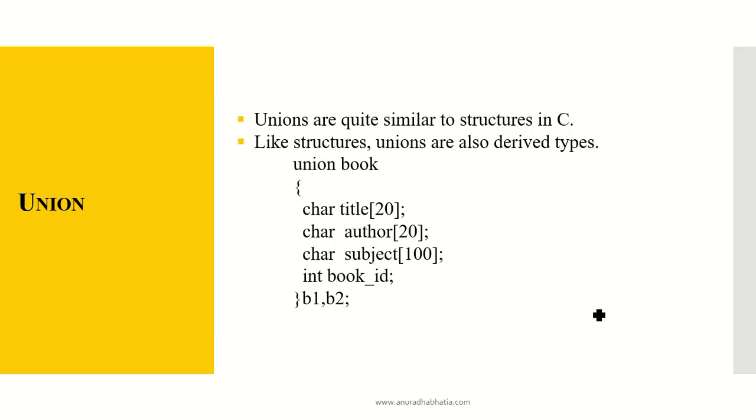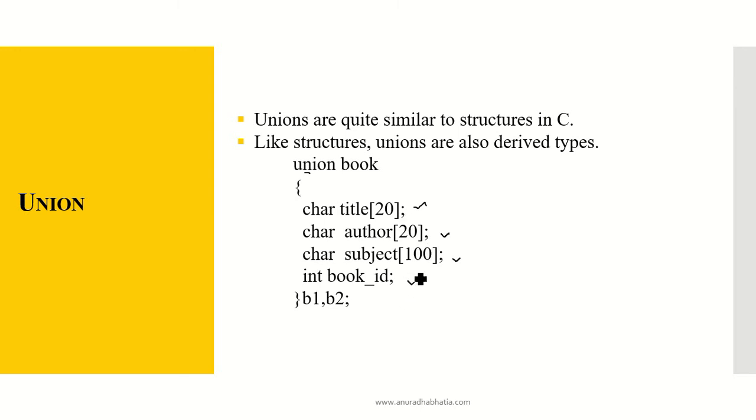Now let's see what unions are. Unions are quite similar to structures in C. Like structures, unions are also a derived type, and the keyword is union, and everything else, if you see, remains the same. Then what is the difference? In structures, as we'd seen and spoken already, each member variable is assigned a separate memory allocation. So the total memory taken by the structure was 100 plus 20 plus 20 plus 2, which was 142.